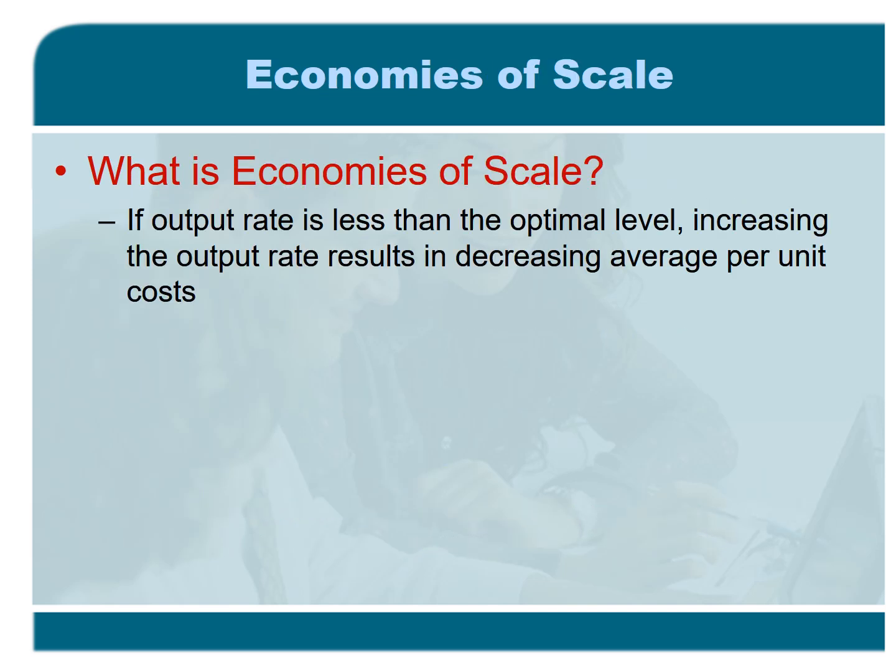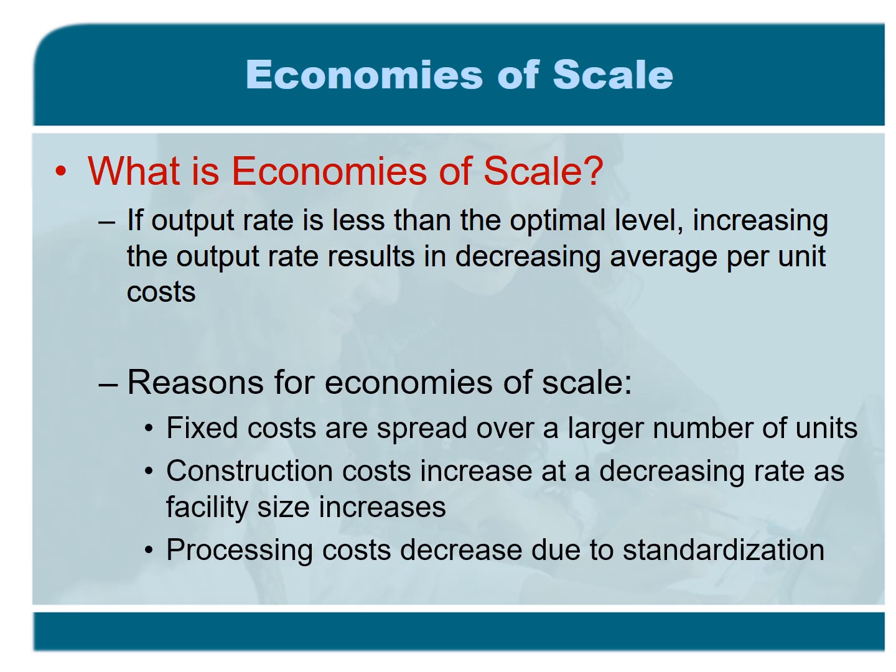Economies of scale. If the output rate is less than the optimal level, increasing the output rate results in decreasing average per unit costs. Reasons: fixed costs are spread over a large number of units. Construction costs increase at a decreasing rate as facility size increases, and processing costs decrease due to standardization.